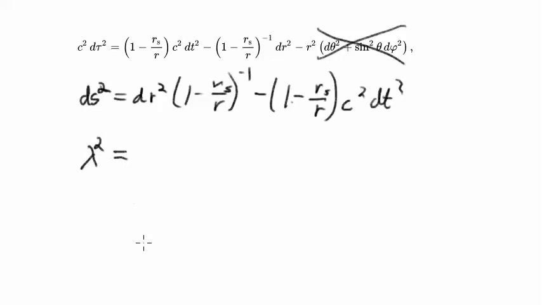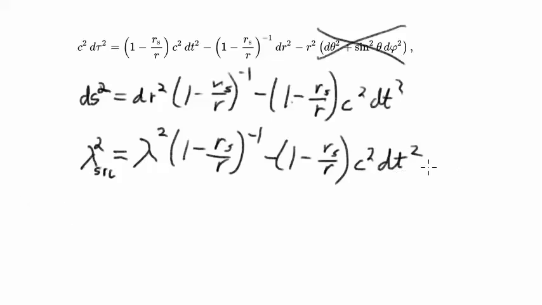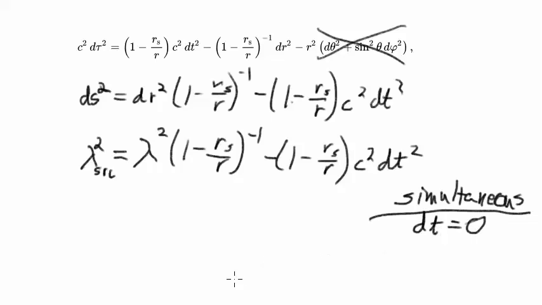It's going to be lambda squared equals, and this is going to be the wavelength in free space. We'll call this lambda source. And then this is a little bit tricky, because basically the wavelength is described by two simultaneous events at two different locations, which would suggest that dt equals 0, which means those two events are simultaneous. So in final form, if we make that 0, lambda observed over lambda at the source is going to be 1 minus r sub s over r.